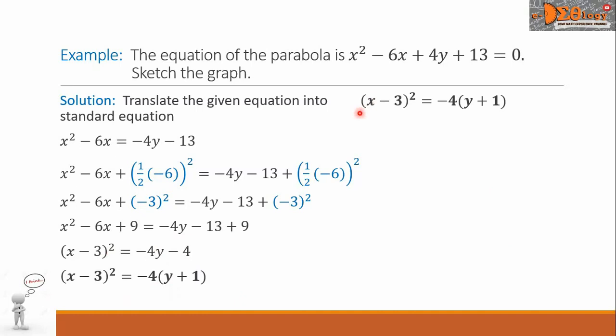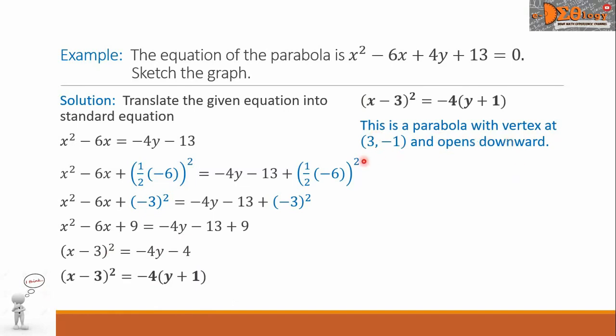Let us write again the equation here, and then we can see now that this is a parabola with vertex at (3, negative 1), and opens downward. Remember that this is x minus 3, that's why we write the h to be positive 3, and the y plus 1 means the k is negative 1. So we write here like that. Because of the negative sign on the constant 4, we know that the parabola will open downward.